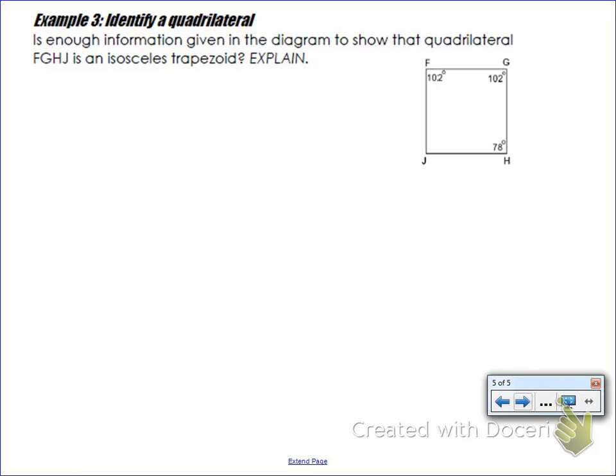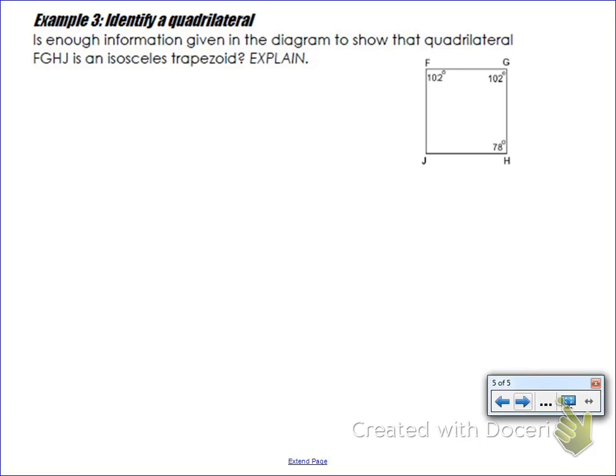Our final example has us identify the quadrilateral again, and again we're going to have to go through and figure out what properties are given to us and how we're going to figure this out. We know that angles F and G are both 102 degrees, and angle H is given to us as 78 degrees. Now realize these angles don't look like they're 102 and 78 degrees. However, we can't assume things based on the diagram. We have to go based on our given. And what we need to know is what this 4th angle is going to be.